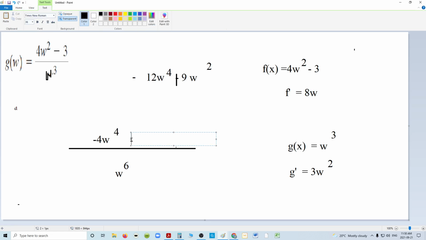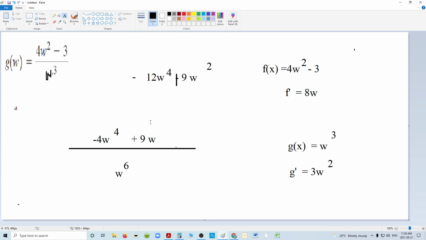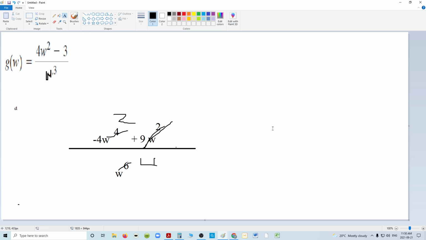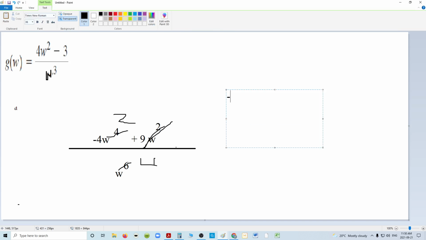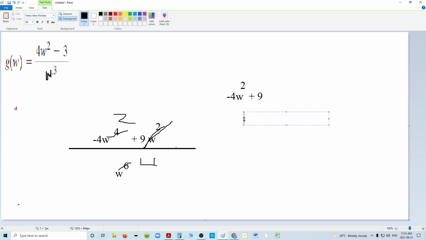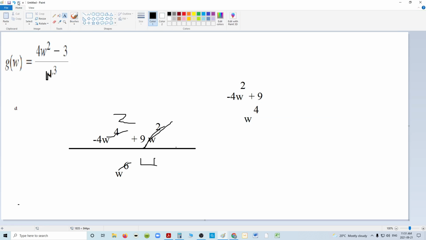Plus 9w squared. You can instantly see that 2 w's will come out here. This will just disappear. This will become to the 4, and this will become squared. So I'm left with, if I did it correctly, minus 4w squared plus 9 all over w to the 4. So that's the first derivative, and you can see how easy it is to make mistakes.